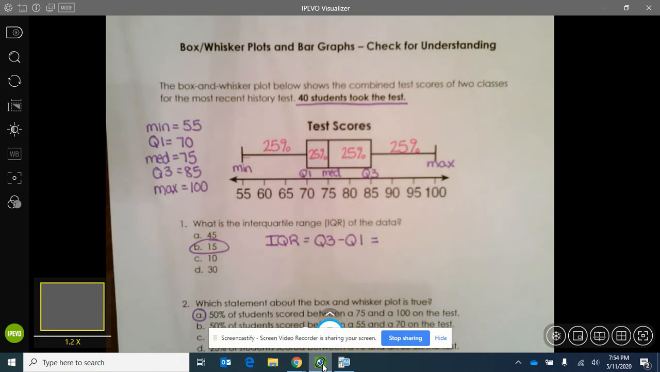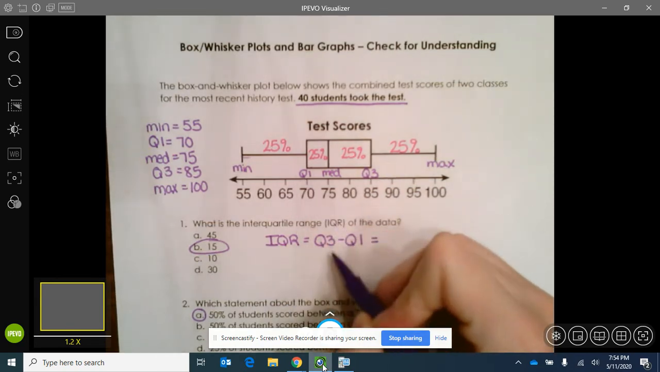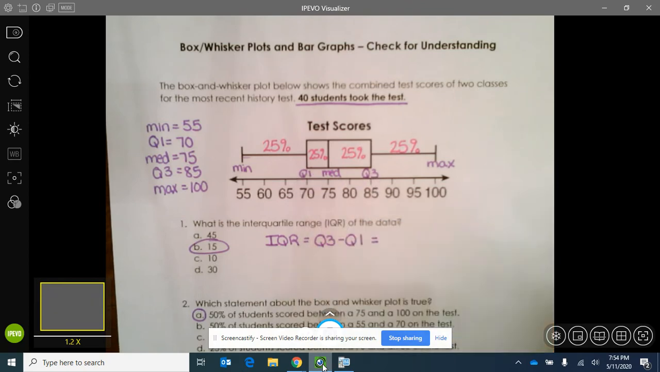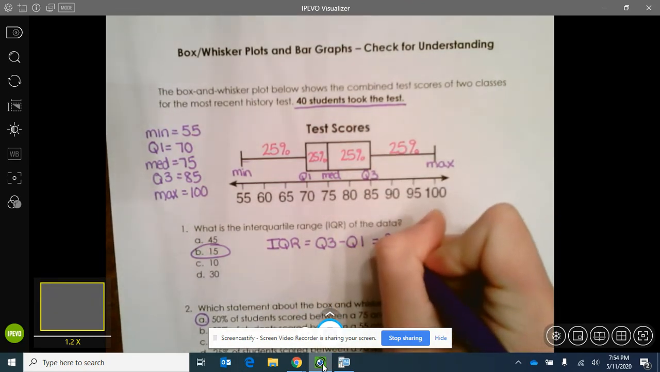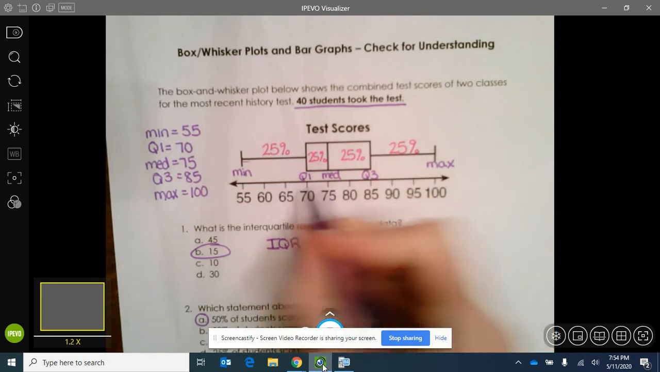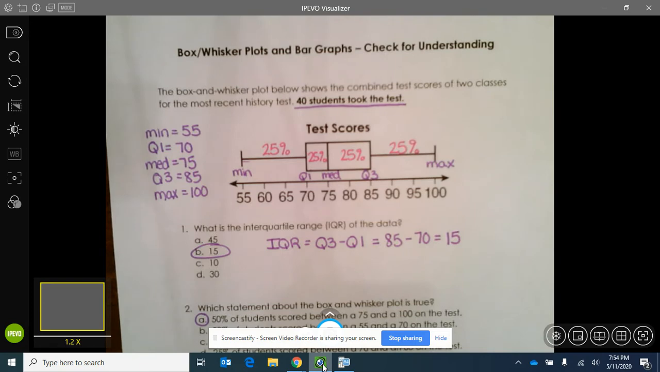Your interquartile range is the difference between your upper quartile, Q3, and your lower quartile, Q1. So you want to take your third quartile minus your first quartile. My third quartile is 85, minus my first, which is 70. So 85 minus 70 will give me 15.